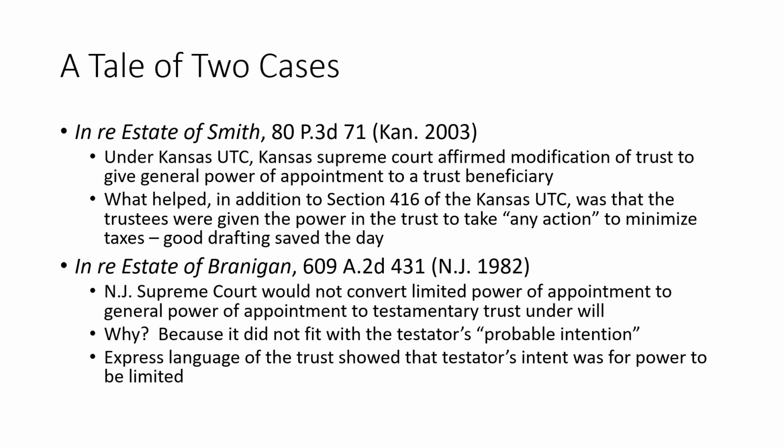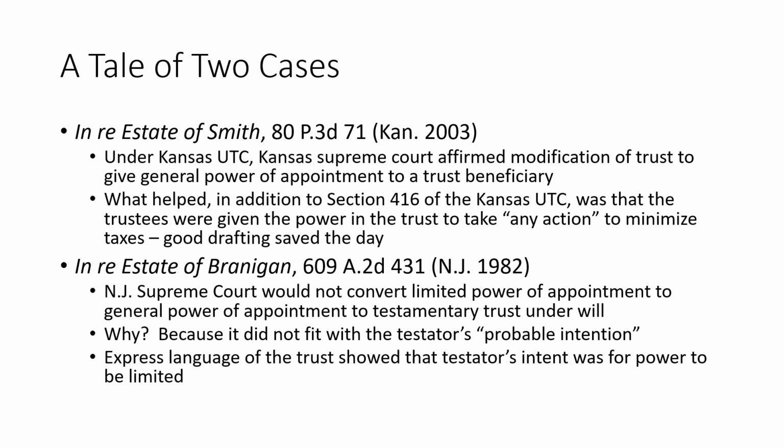Now we're going to contrast that case with the Estate of Branigan, which was from 1982, a New Jersey Supreme Court case in which the New Jersey Supreme Court wouldn't allow the trustees to convert a limited power of appointment to a general power of appointment under a testamentary trust. And the reason why they didn't was once again from drafting, which was supposedly good drafting, in that there was an existing limited power of appointment that wasn't general because there was the express language saying that the beneficiary could not exercise that power in favor of themselves, their estate, their creditors, or the creditors of their estate.